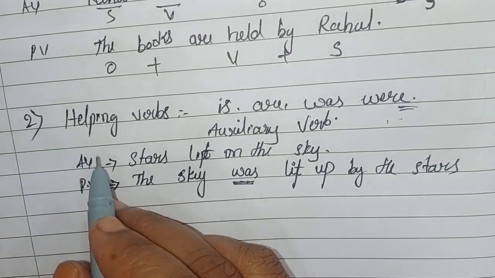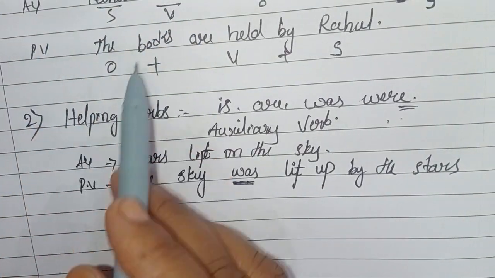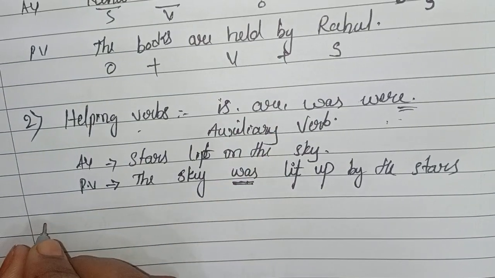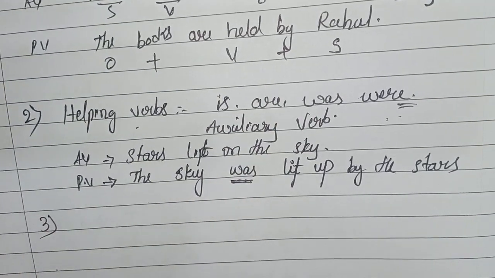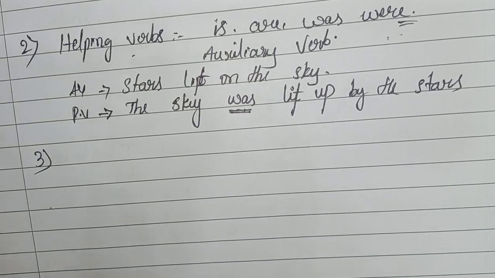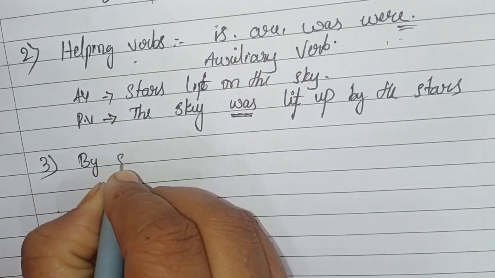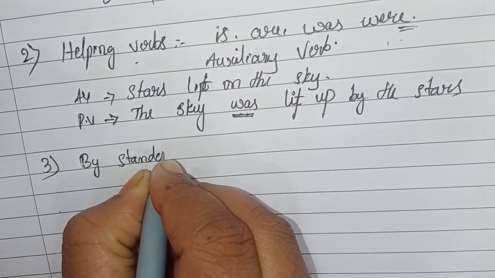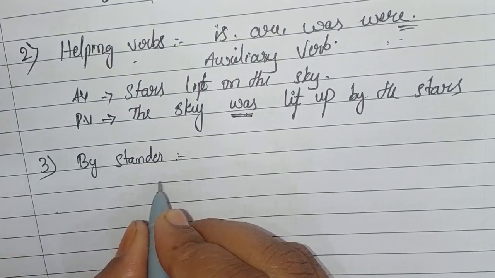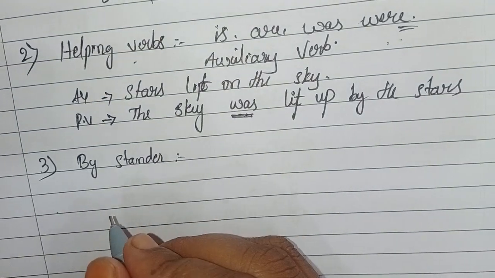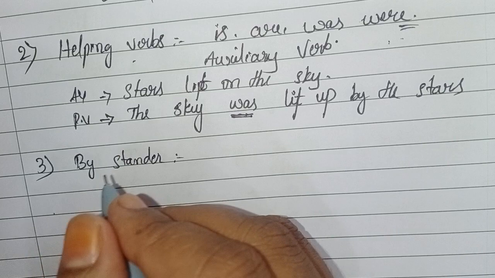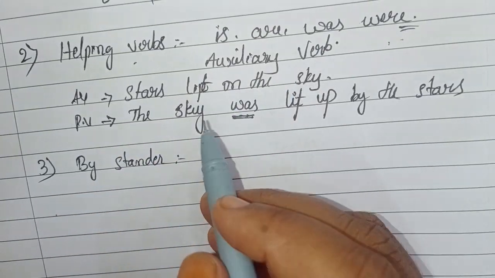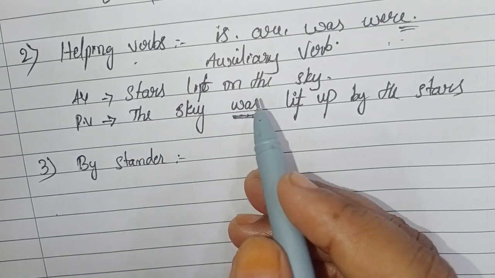This is the second rule. The first one is the rule of the object, and the second one is the helping verbs. The third rule is the bystander. The passive voice always plays the role of the bystander. The passive voice is spoken by a neutral person standing by the side.